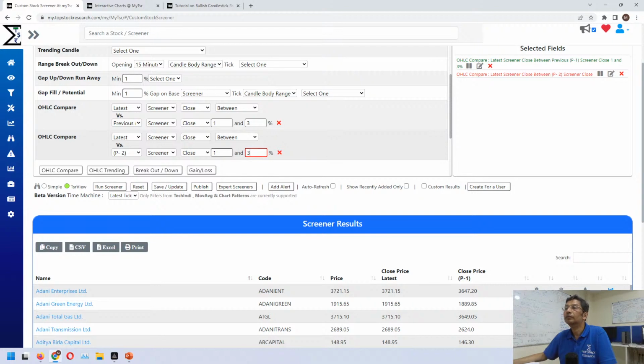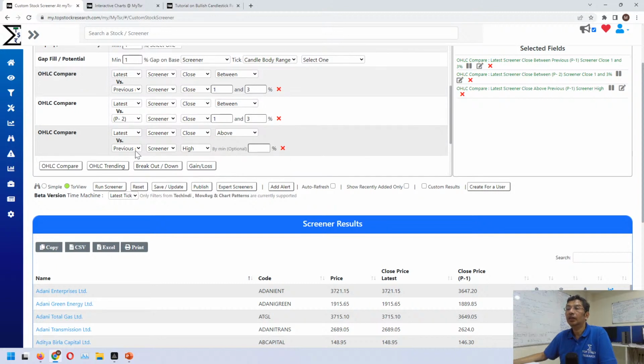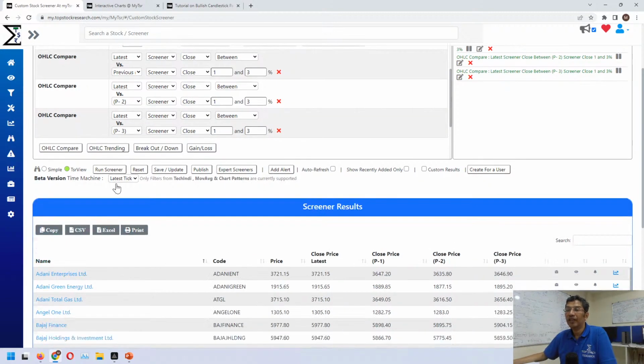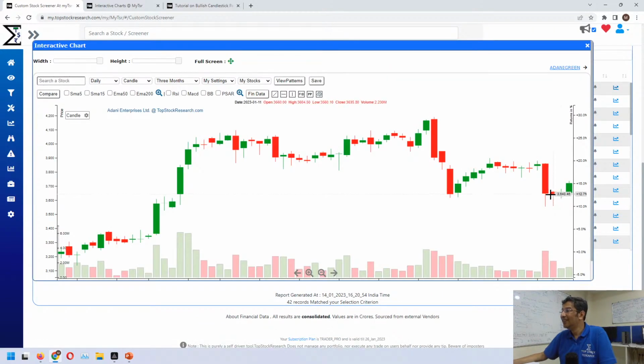Then add another one: latest close, P minus 3, close within 1 to 3%, right? This is how you can create your queries. I hope we get some results. So 3 results we got, right? All the 3 are within that range.